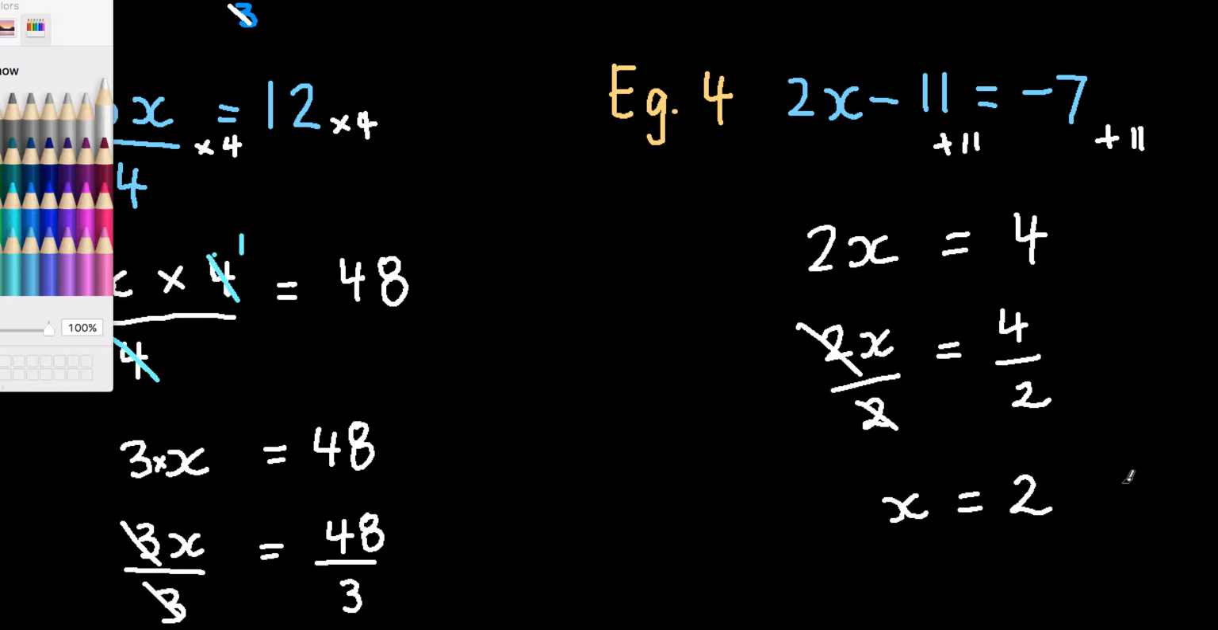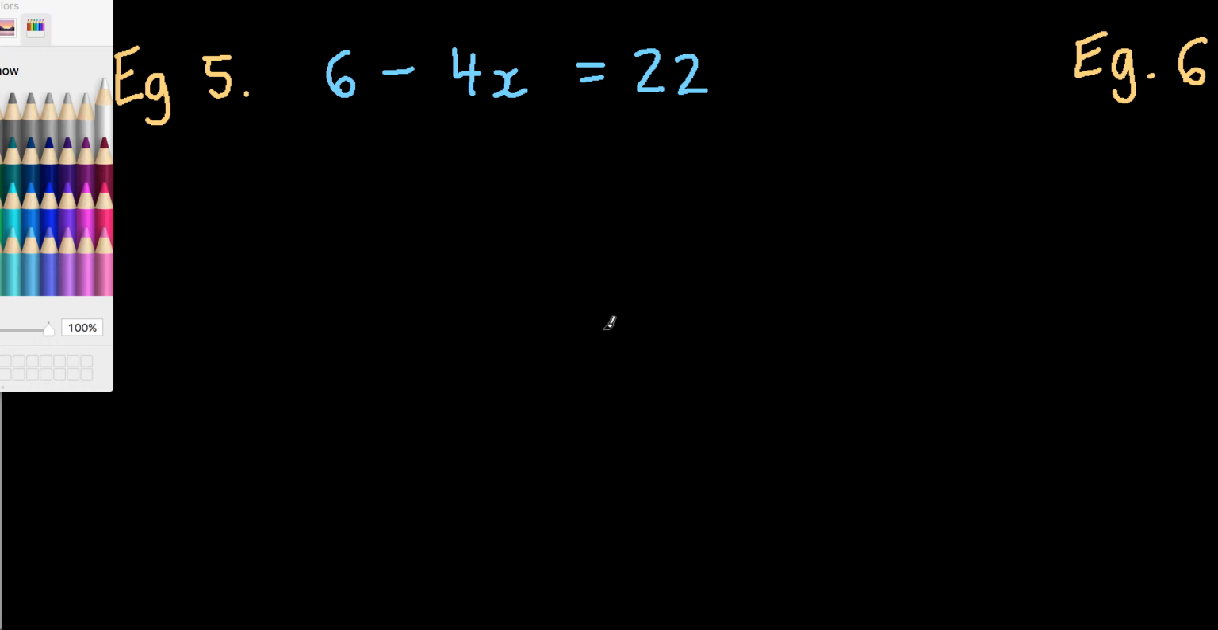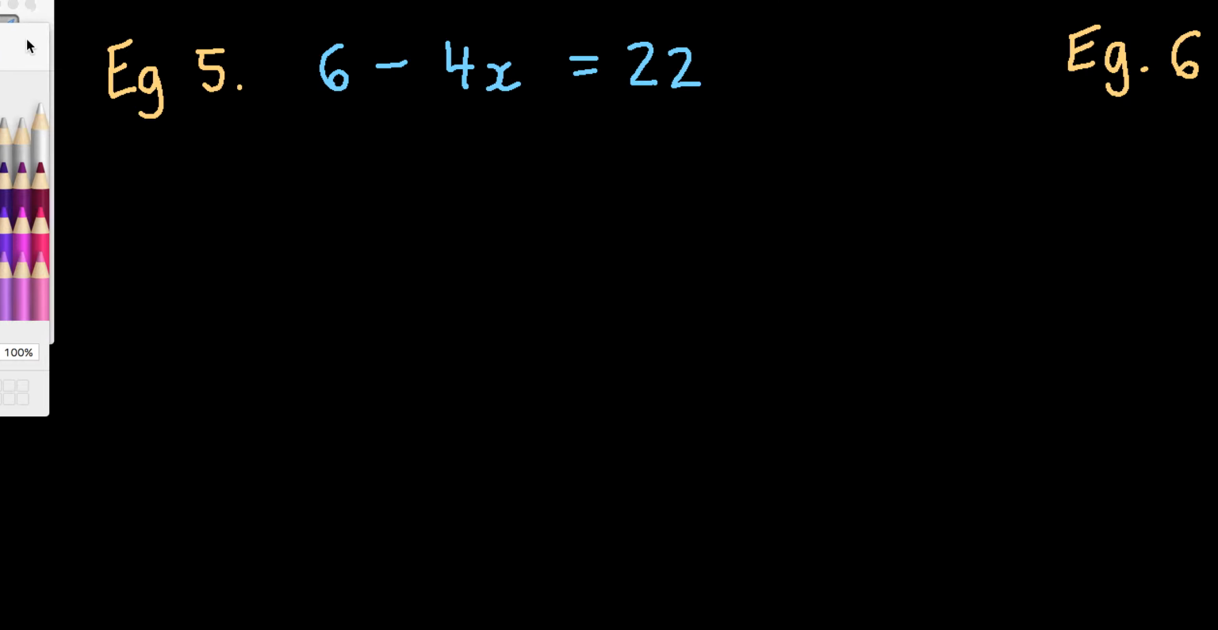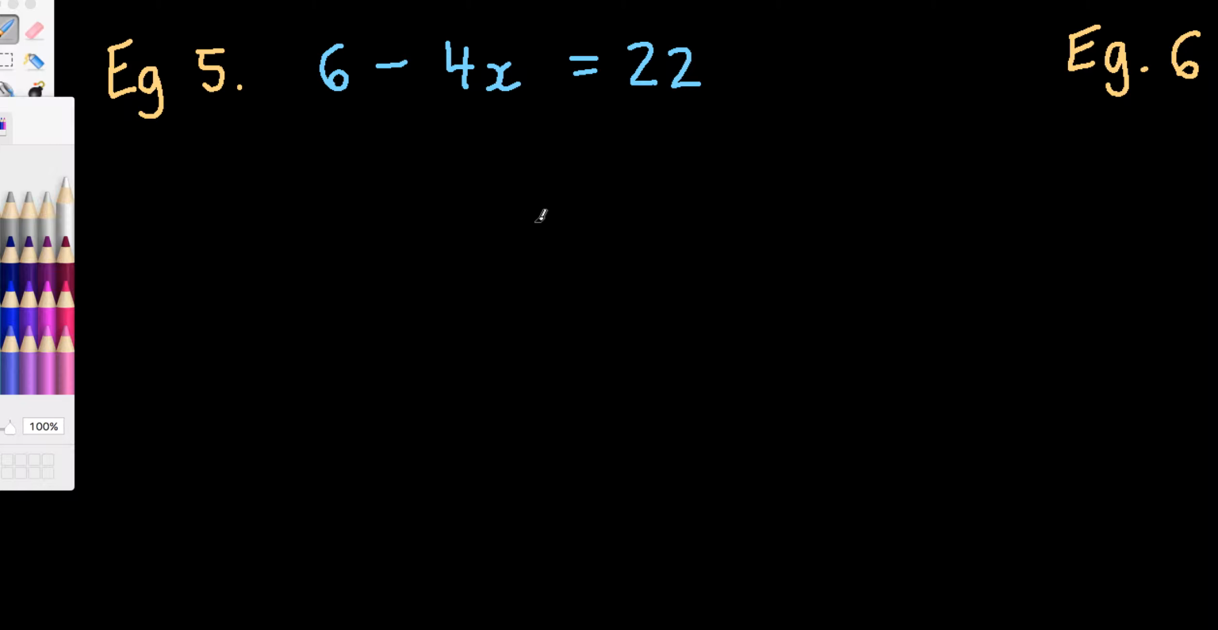So there's, I guess, some basic ones to start off with. I do have a couple more examples to show you. I like this one here because sometimes when we see the terms written the other way around, here the 4x is being subtracted from 6. So it does look a little different to some of the other ones we did, in that this x term is second, not first. So what do we do here?